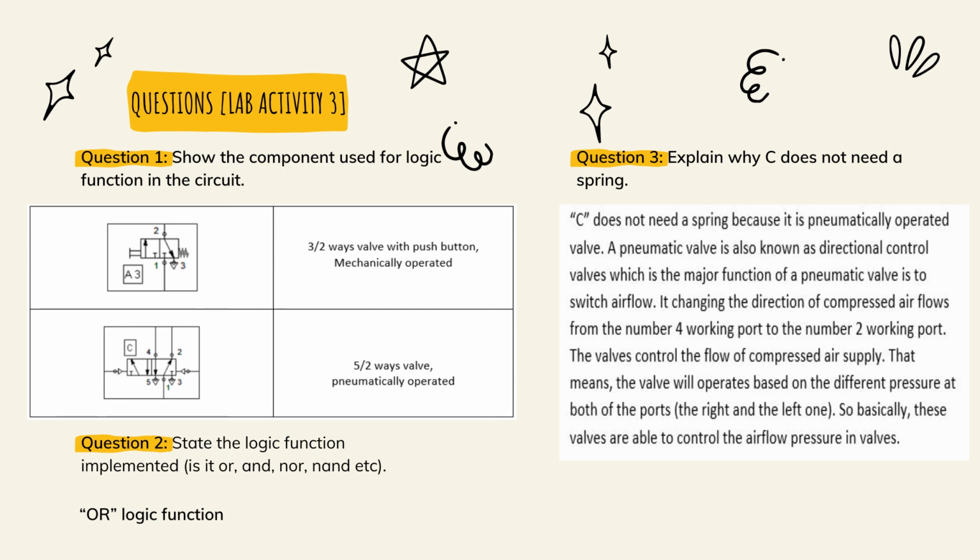For question number 3, explain why C does not need a spring. Okay, C does not need a spring because it is a pneumatically operated valve. A pneumatic valve is also known as a directional control valve, whose major function is to switch airflow. It changes the direction of compressed airflow from the number 4 working port to the number 2 working port. The valve controls the flow of compressed air supply. That means the valve will operate based on the different pressure at both ports, the right one and the left one. So basically, these valves are able to control the airflow pressure in the valve.